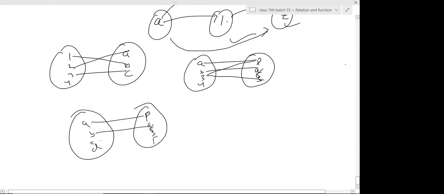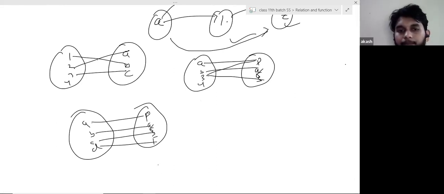Can you give 1 minute? All right, no worries. Right after that, solve this.